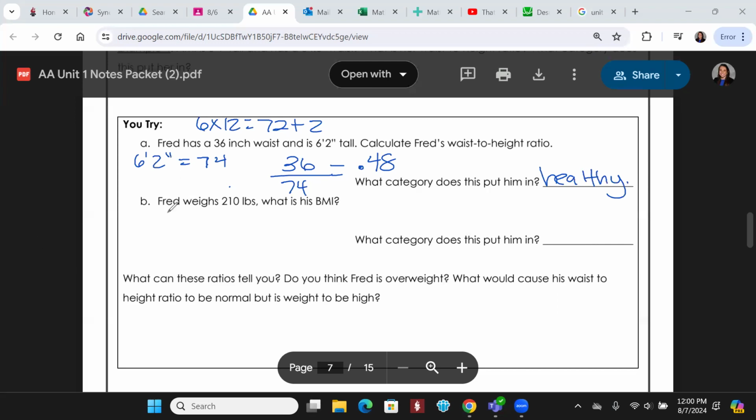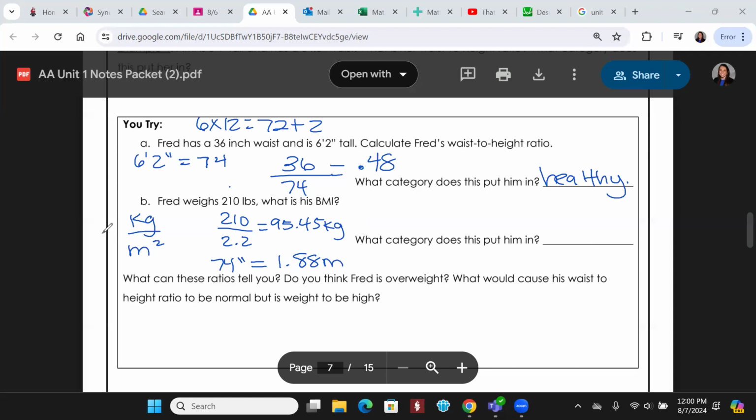All right, now BMI. We're trying to calculate BMI. Remember, that's going to be kilograms divided by meters squared. So the first thing we got to do is convert these pounds into kilograms. So what's 210 divided by 2.2? 95.45 kilograms. Okay. And then we're going to take 74 inches and convert it into meters, which is going to be 1.88 meters.